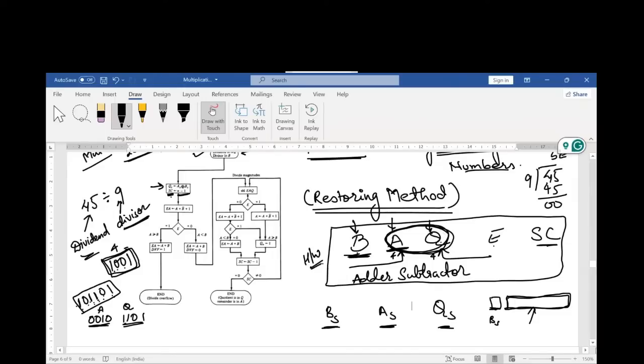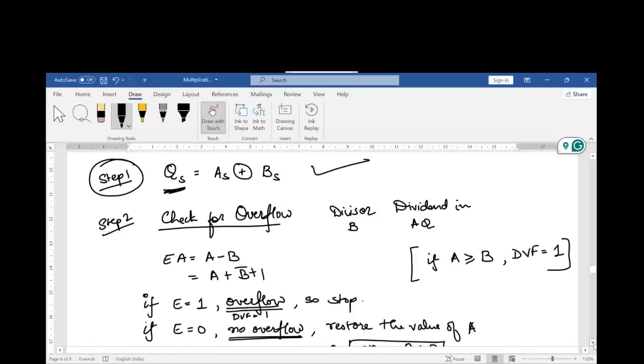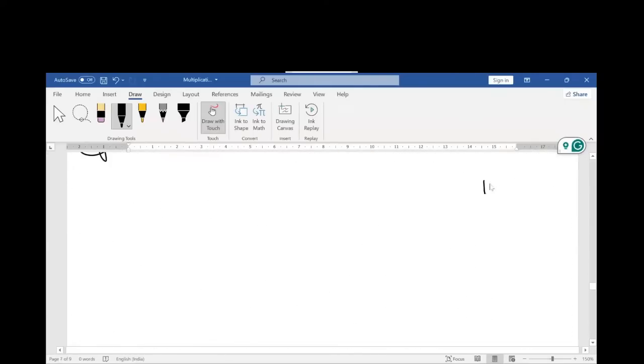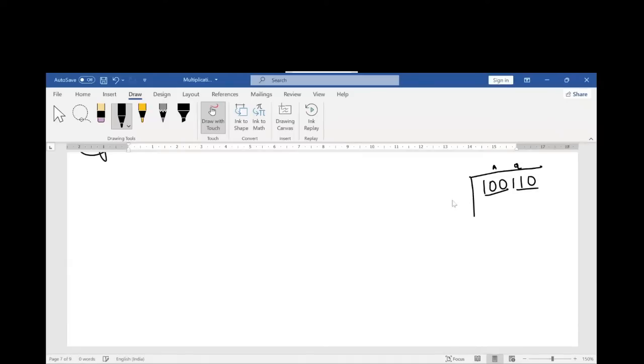So now, let us see this. I'll show you what overflow is first. Suppose I have a number like this: 100110. So this is my A, this is my Q. Now I want to divide this by 101. Which number is this? 1 2 4 8 16 32. So 32 plus 4 plus 2, that is 38. This is 38 divided by 5. Suppose you are given this type of number.